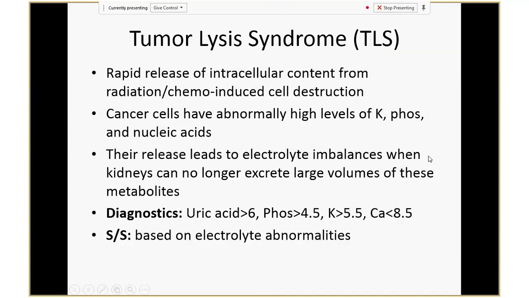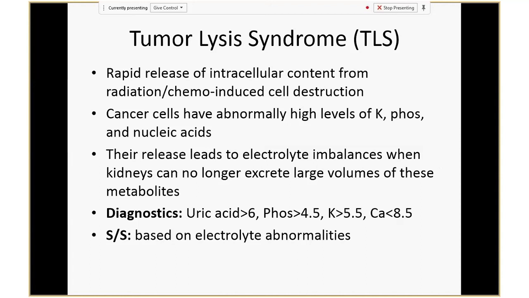Tumor lysis syndrome is going to be when you get chemotherapy or radiation-induced cell destruction. So a lot of the cancer cells have a high amount of potassium, phosphorus, and nucleic acids because they're replicating so quickly. So they have a high level of these electrolytes. And so what happens during radiation and chemo is they burst because they're being killed, and that releases into the bloodstream and can cause your body to have electrolyte imbalances.